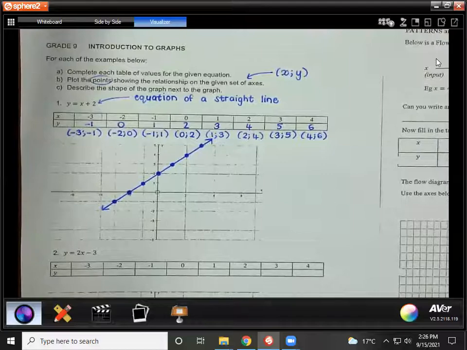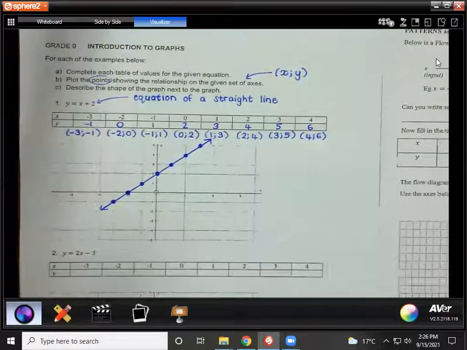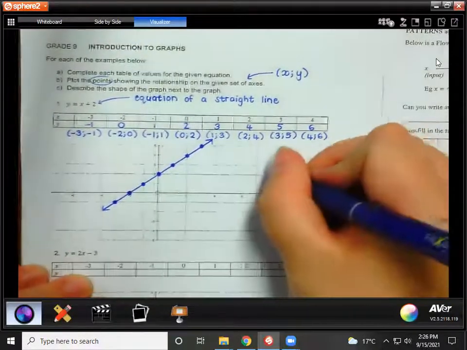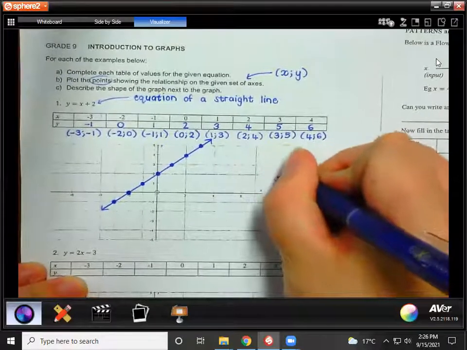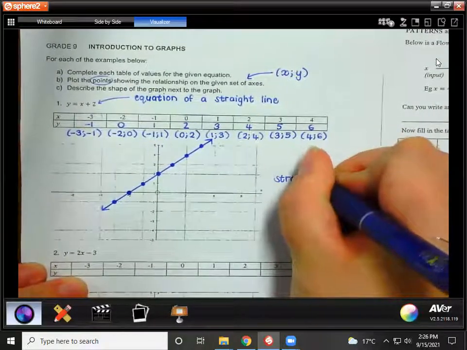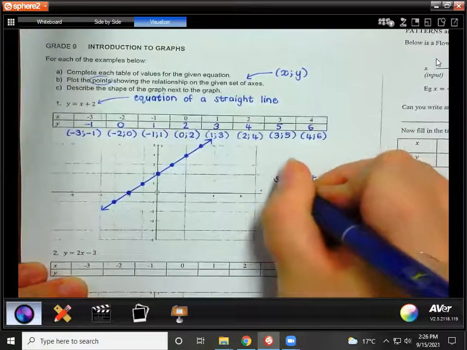Okay, it's not a trick question. I've said it a couple of times. It's a straight line. Good. Straight line.